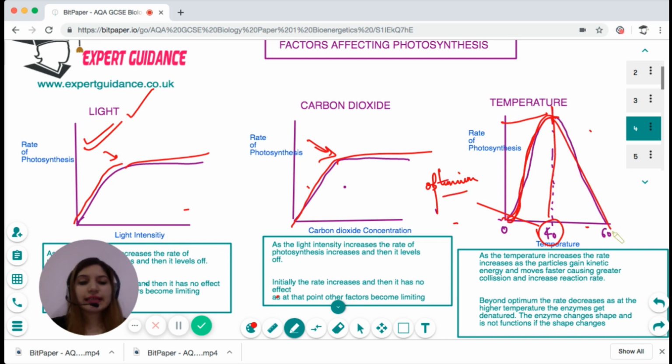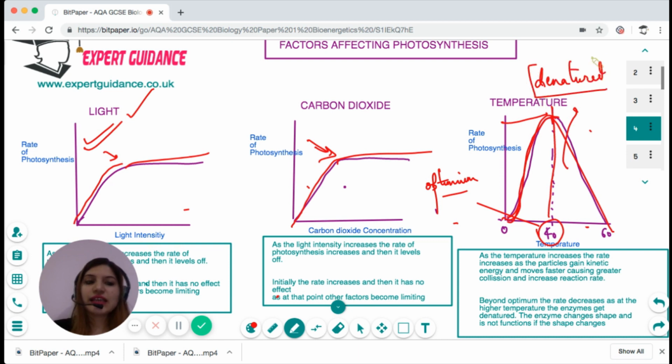Now, as it reaches the optimum temperature, it suddenly drops beyond that. Why is that? Because a temperature greater than 40 degrees is not good for the enzymes. You need to remember, at this point, you have to use this word: the enzyme gets denatured. Now, what is the denaturation of the enzyme? With high temperature, the proteins, enzymes are generally proteins, which are sensitive to temperature, change shape. As the enzyme changes its shape, it is no longer effective, as the substrate molecules can no longer bind to it, and that decreases the rate of photosynthesis suddenly.